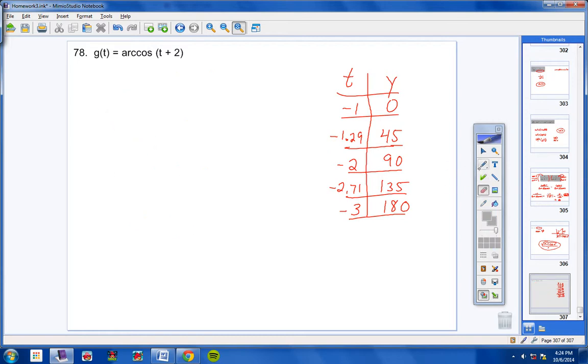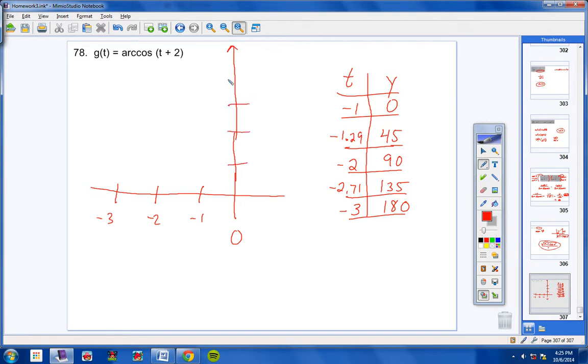Okay? So let's quickly see. On my t-axis, I'm going to range from negative 1 to negative 3. So I'm going to space that out pretty good. Here's negative 1, negative 2, negative 3. On my y-axis, I'm going to range from 0 to 180. So we'll say 0, and then 45, and then 90, and then 135, and then 180.